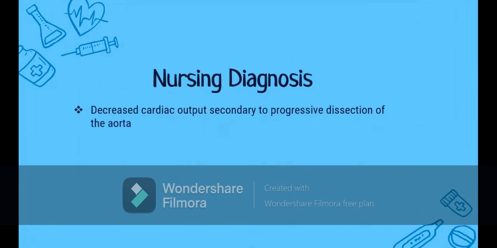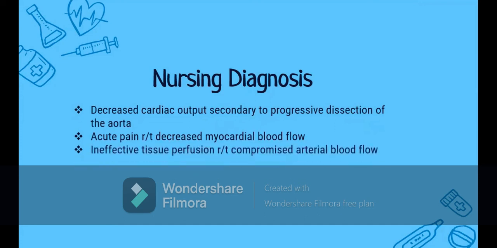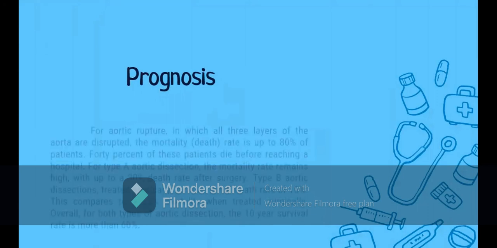Decreased cardiac output secondary to progressive dissection of the aorta. Acute pain related to decreased myocardial blood flow. Ineffective tissue perfusion related to compromised arterial blood flow. Lastly, the prognosis of dissecting aorta.